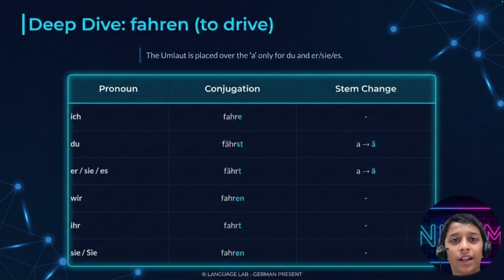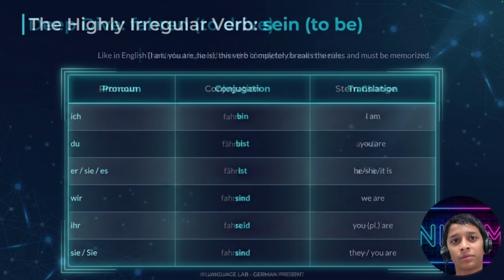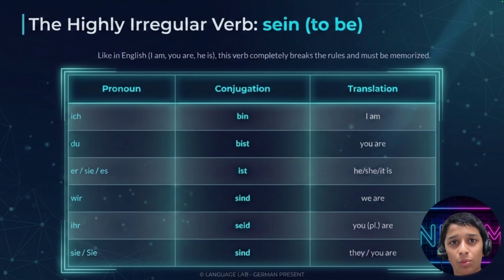Strong verbs are one category of irregularity. There is another category, verbs that are entirely irregular and must be memorized as complete forms. Sein, to be, is the most important irregular verb in German. Like the English equivalent, it does not follow any derivable pattern. Each form must be memorized individually.